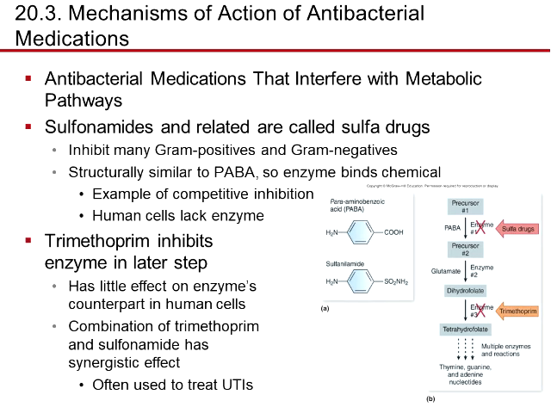Now, the other thing is the interference with metabolic pathways, and sulfonamides, related to sulfa drugs, inhibit many gram-positives and gram-negatives. They're structurally similar to PABA, so the enzyme binds them chemically. It's an example of competitive inhibition. Human cells lack this enzyme. Trimethoprim inhibits the enzyme in a later step. It has little effect on the enzyme's counterpart in human cells.